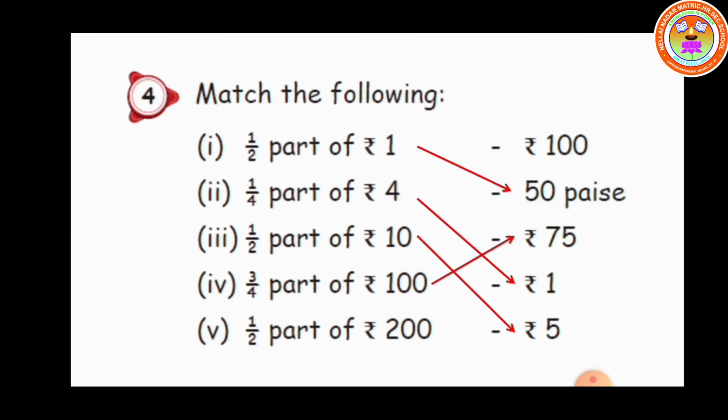Fifth one, 1 by 2 part of rupees 200. Divide this 200 by 2. You will get the answer rupees 100. Let us move to the next question.